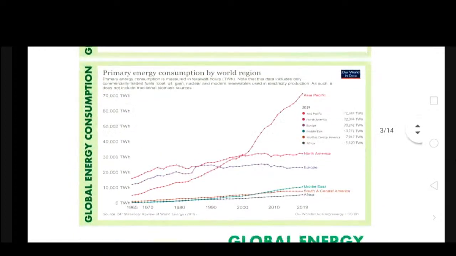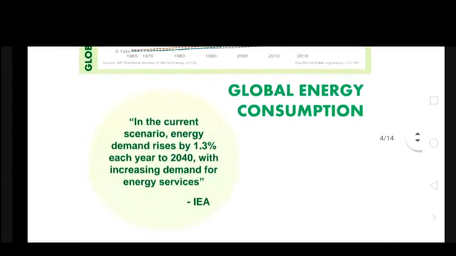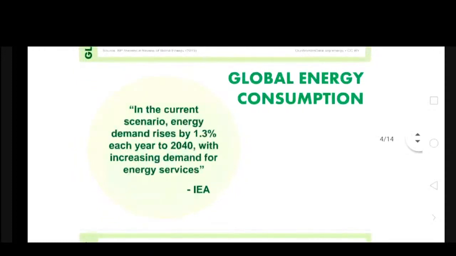Also in this graph, also from Our World in Data, it shows how the energy consumption by the Asia Pacific is increasing rapidly. As you can see, other countries increase not so steeply. However, the Asia Pacific increased rapidly. Maybe this is because of the number of developed and developing countries in Asia Pacific as well. Also according to IEA, in the current scenario, energy demand rises by 1.3% each year to 2040 with increasing demand for energy services.